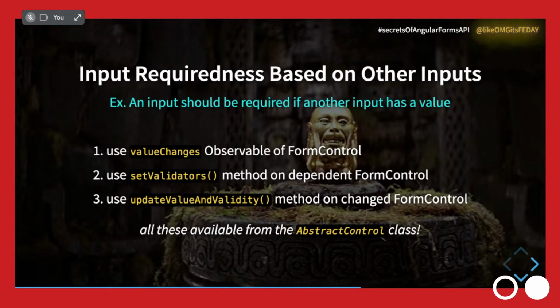We can use the set validators method on the dependent form control to set our validators according to whatever we want based on the value changes of the first observable form control. And then finally, we can use the update value and validity method on the changed form control. Anytime we set validators on a form control, we want to call update value and validity because we might have had a form control that was valid, but then we applied validators to it. Okay, well, we need to rerun that check because maybe it's no longer valid. So all of these methods and observables are available just from the abstract control class.